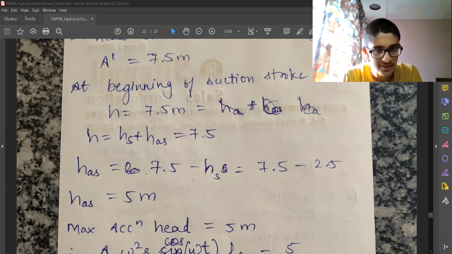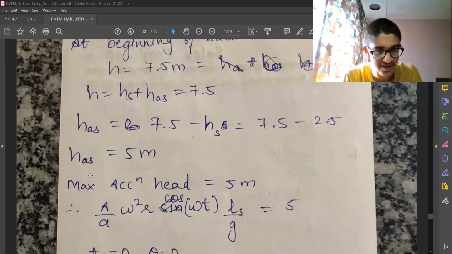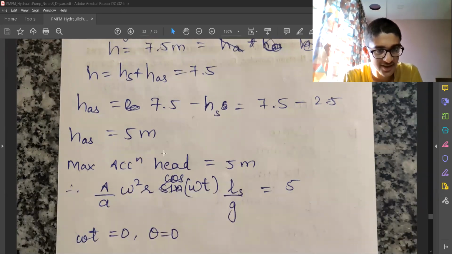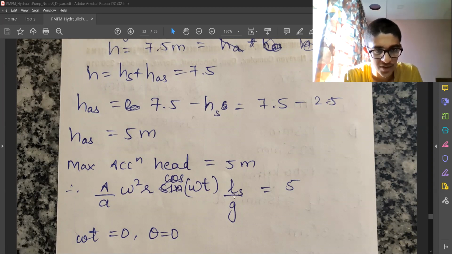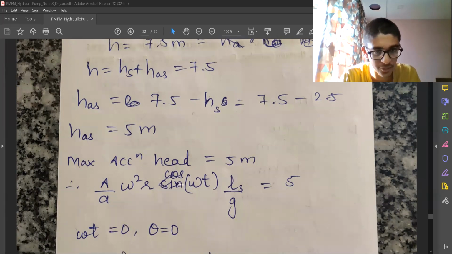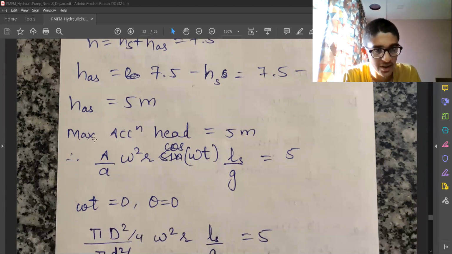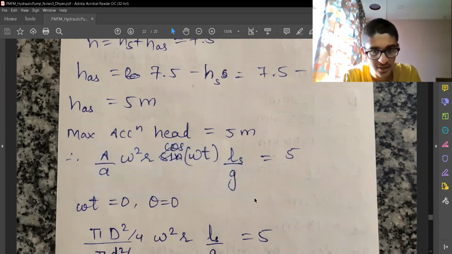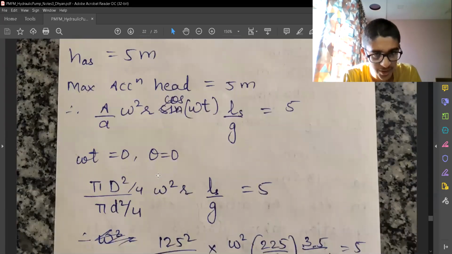So HAS, the acceleration head, is 7.5 minus HS. HS is already given, so we can find HAS. And we already know the HAS expression. That was (A/a) ω² r cos ωt, which we found by differentiating the velocity expression. You should remember that process. We already have the acceleration head expression, and all other things are known. We can find the omega speed.